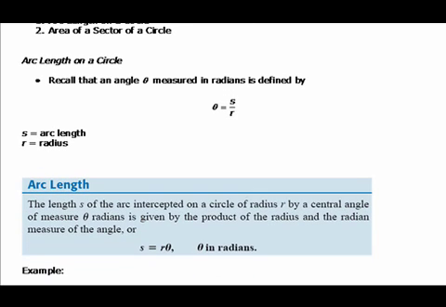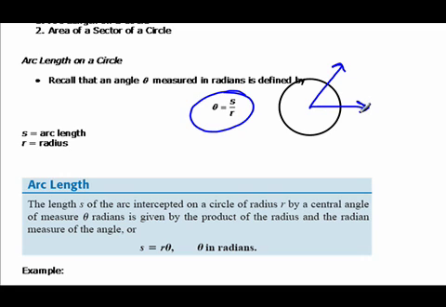So last time we learned that angle measure in radians is defined by this ratio of arc length S divided by radius R. So imagine that we have a circle of some radius, and we simply said that this angle, if you were to measure that in radians, the number of radians is defined by S, which is the length of that arc, divided by R, which is the radius of the circle. So theta is equal to S divided by R.